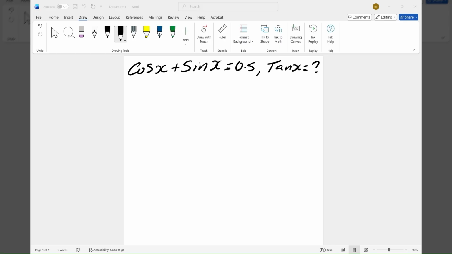Here we are given this problem: cos x plus sin x is equal to 0.5, and we are asked to solve for tan x. Now let's get started. Solution. Let's rewrite this as cos x plus sin x is equal to a half.